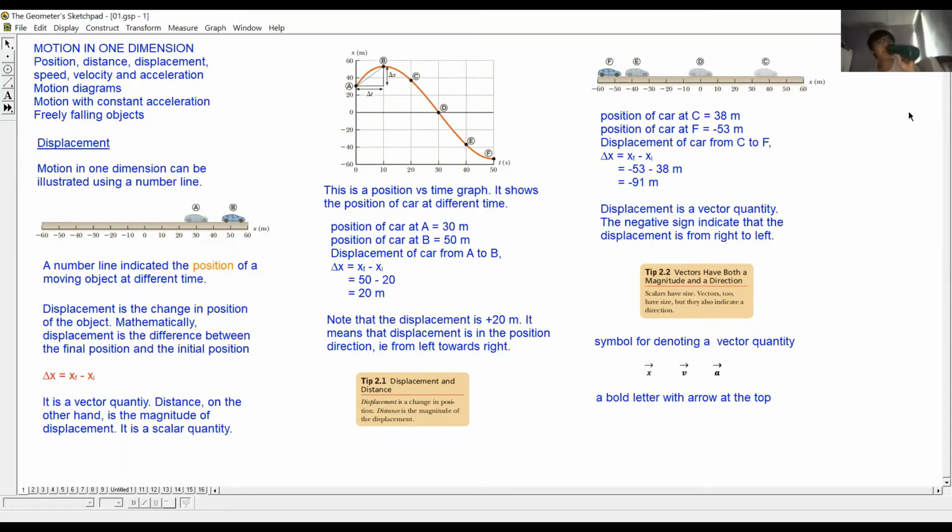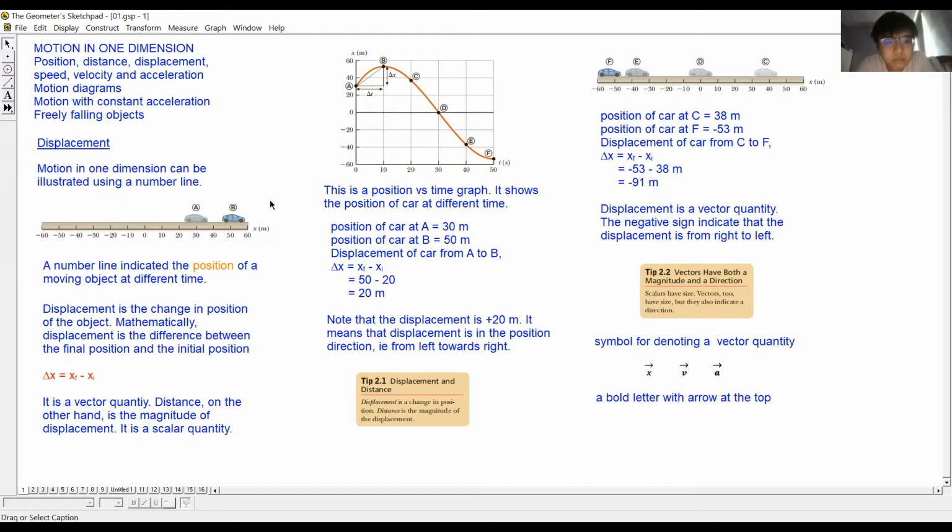And for motion in a straight line, normally we use a number line. Now this is a number line. This is a line with numbers starting from 0, 10, 20 until positive 60, and from negative 10 until negative 60, and so on. So we are going to use this model to represent motion. Whenever you cannot understand, you just fall back on this number line model that we are going to learn. A number line indicates the position of the moving object at different times. The number line shows us the position.